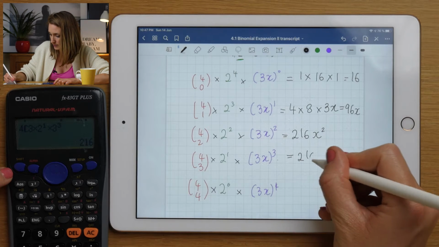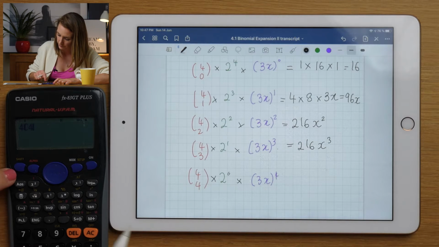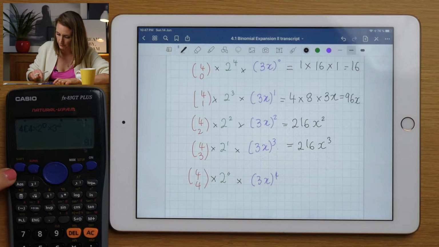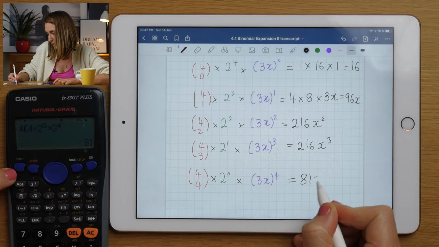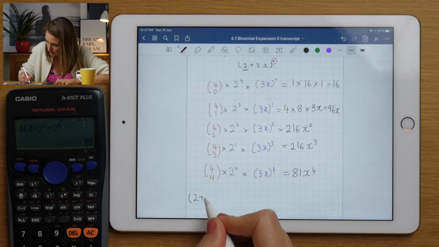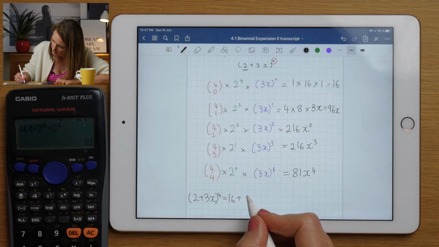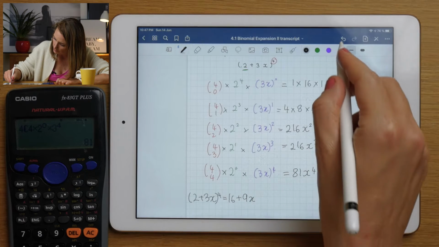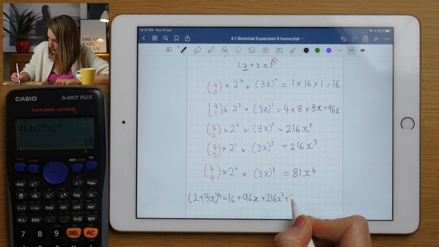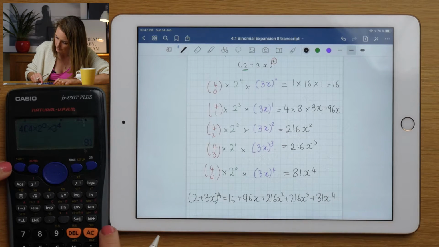So 216x cubed. And the last one, 4 choose 4 times 2 power 0 times 3 power 4. So that would be 81x to the 4. So then you want to write your final answer below. 2 plus 3x power 4 is equal to 16 plus 96x plus 216x squared plus 216x cubed plus 81x power 4.